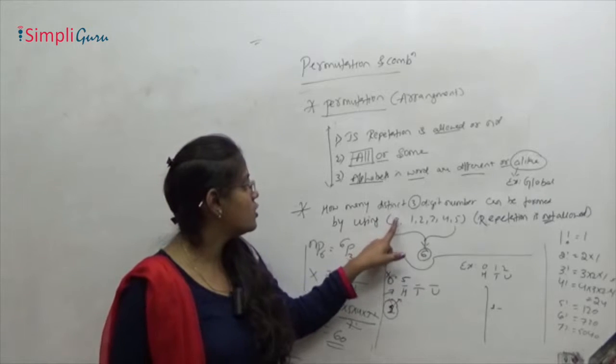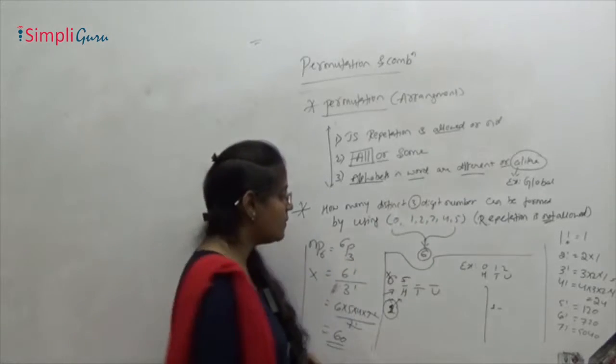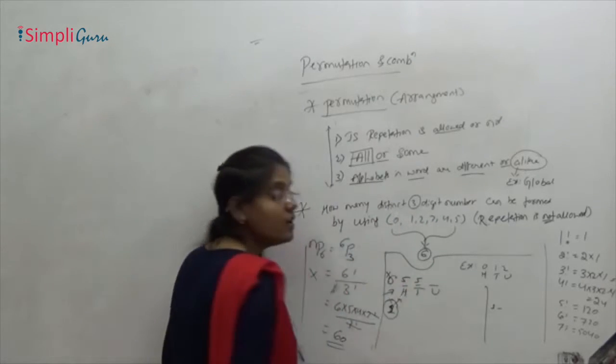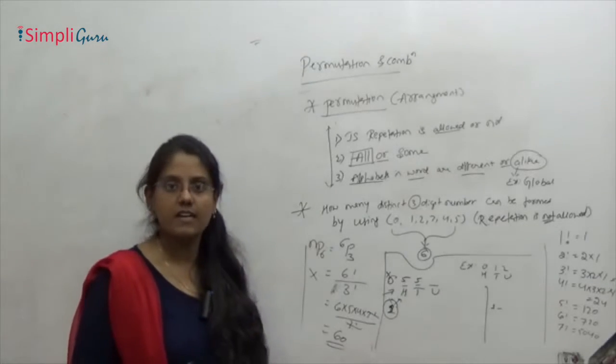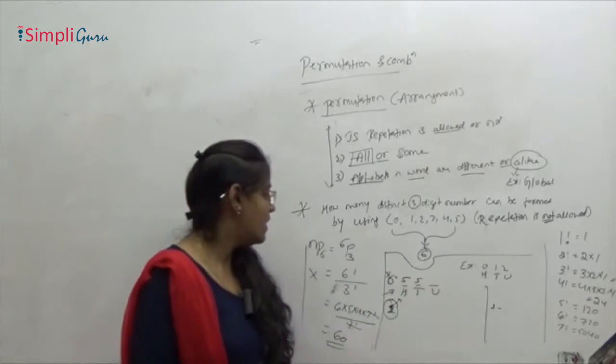What are the remaining numbers? 0, 2, 3, 4 and 5. How many numbers will it be? Again it will have 5 possibilities. Correct. Now we will discuss the unit place.